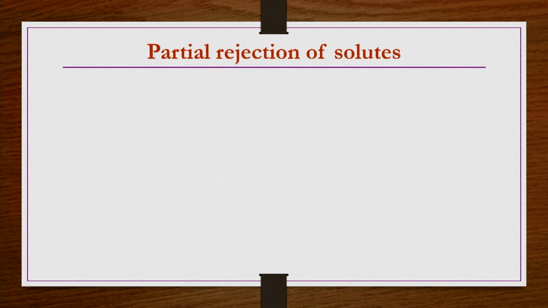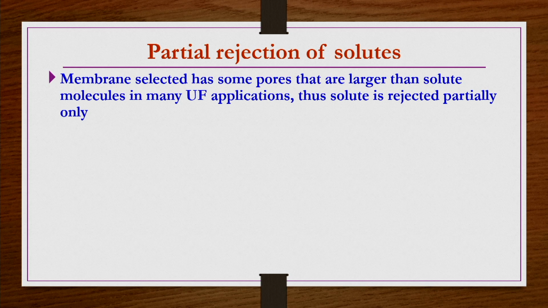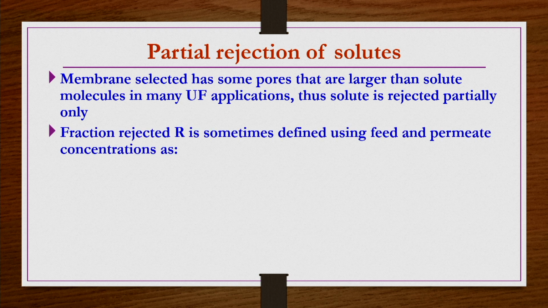So finally we see the partial rejection of solute. We have seen there are three cases: permeate flux, percentage of rejection, and solute concentrate and retentate, which are the three important things that describe the performance of an ultrafiltration membrane. Permeate flux we have seen. Now we are going to see the partial rejection of solutes. In general, membranes we select have pores which are larger than the solute molecules in many ultrafiltration applications. Because of that, only partial rejection takes place. It is not possible to get complete rejection in general.